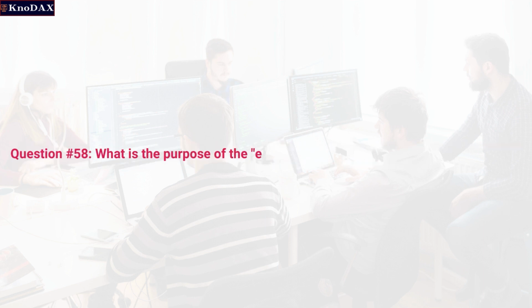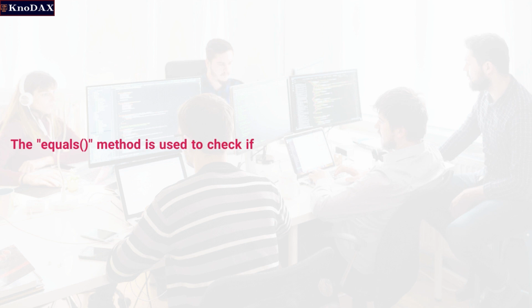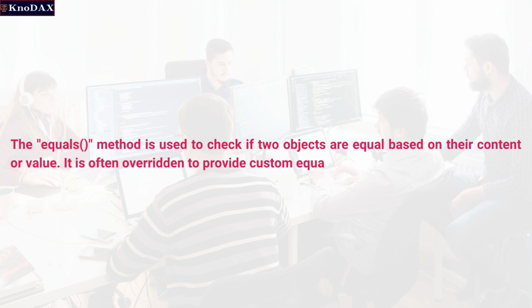What is the purpose of the equals method? The equals method is used to check if 2 objects are equal based on their content or value. It is often overridden to provide custom equality checks.